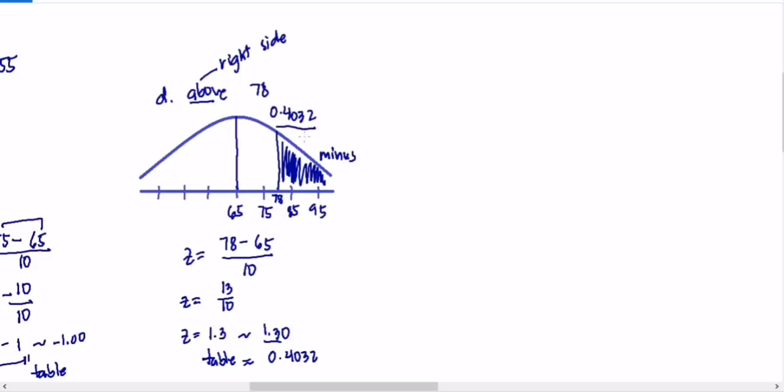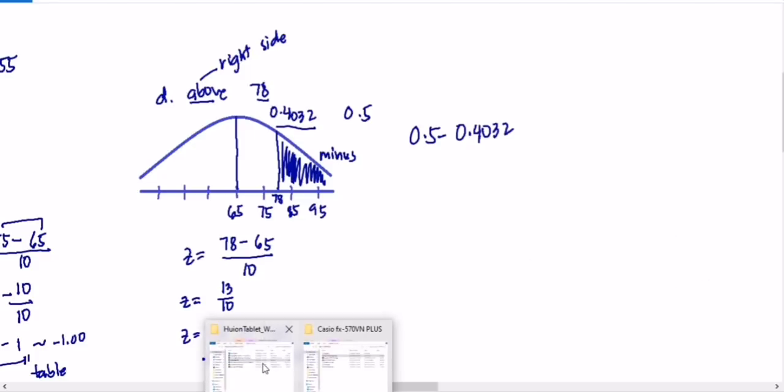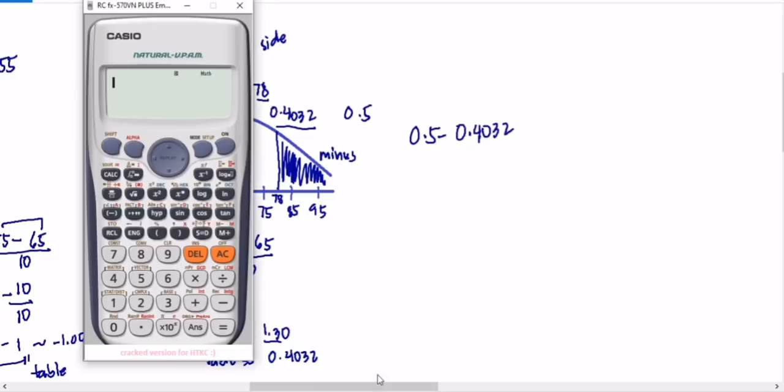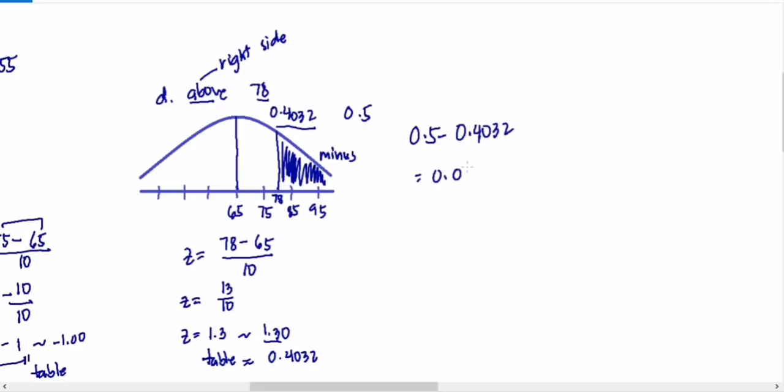Sino ma-minus natin sa 0.4032? Isa lang naman yung binigay na value. Diyan mo na ulit gagamitin si 0.5. Ima-minus mo lang. Okay? So, magiging value mo ay 0.5 minus 0.4032. Okay? Calculate lang natin. Sa calculator natin, lagyan mo lang 0.5. Pwede mo magkabaliktad dyan, pero always make your answer positive. 0.5 minus 0.4032. That is equal to 0.0968. Okay? Ito yung area.